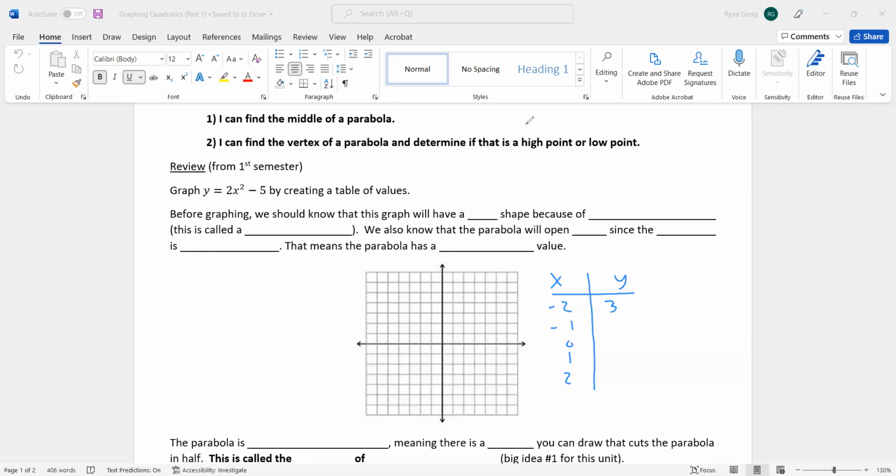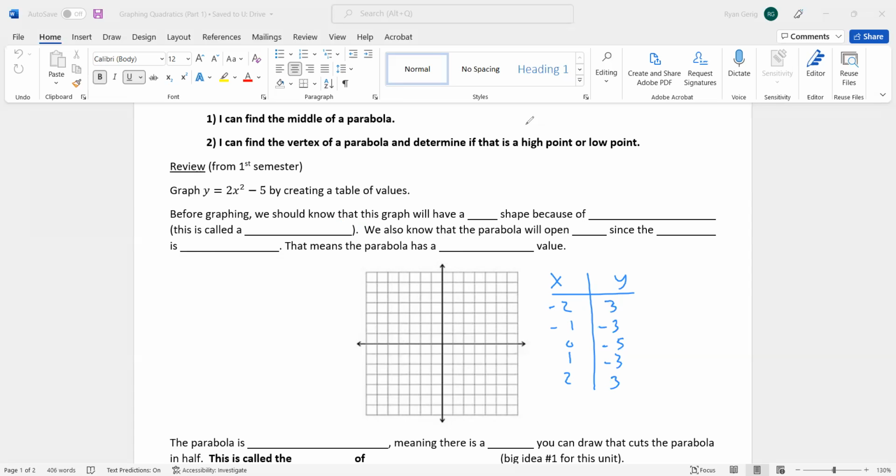-1 squared is 1 times 2 is 2. 2 minus 5 is -3. 0 squared is 0. 0 times 2 is 0. Minus 5 is -5. 1 times itself is 1. Times 2 is 2. 2 minus 5 is -3. 2 squared is 4. 4 times 2 is 8. 8 minus 5 is 3.